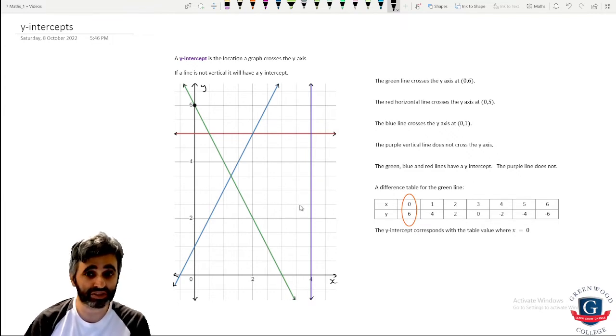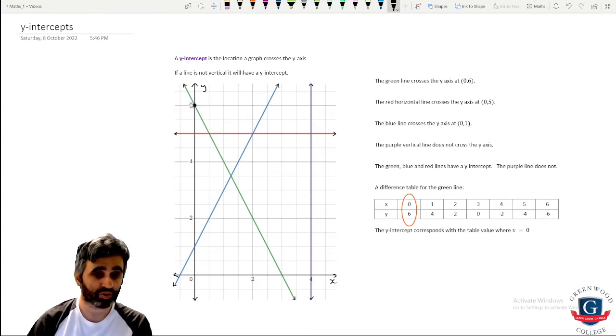Now we can also see a y-intercept in a table. So what we do is we look where x is 0. Here are some points on the green line. That's this line here. And we can see that at 0, 6, where x is 0, it tells us where the y-intercept is. So it'll be at 0, 6.